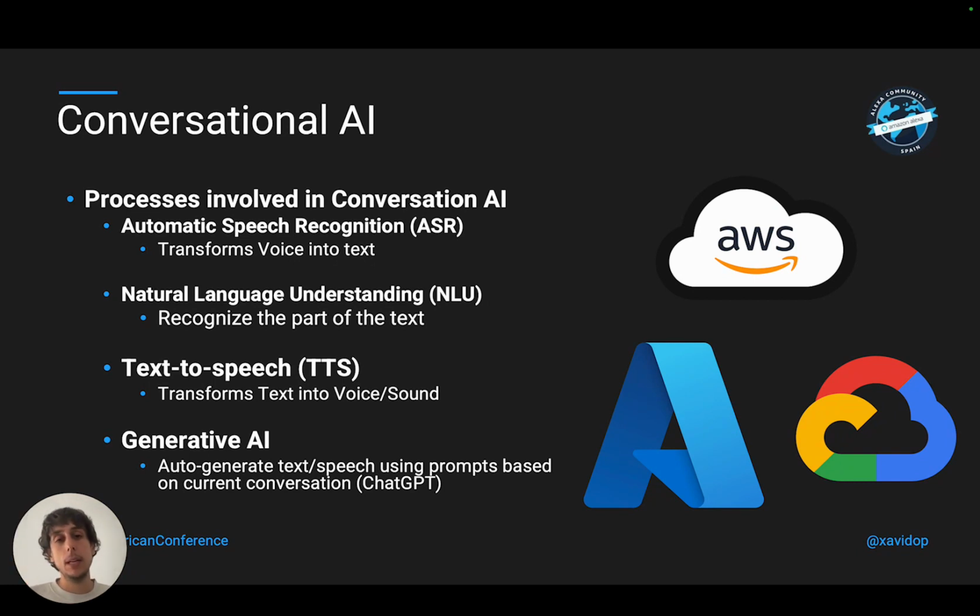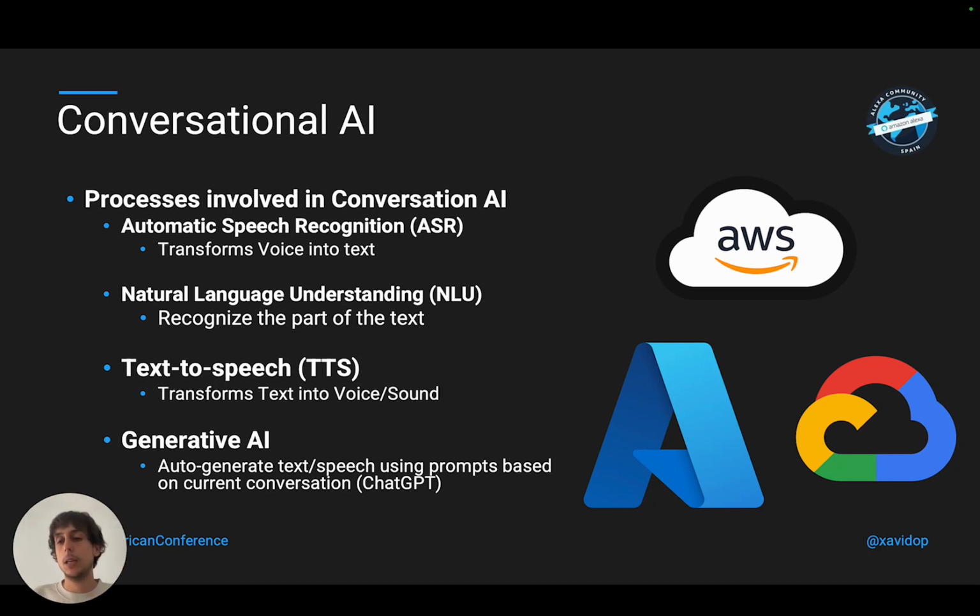And then finally, to create more natural interactions, there is generative AI, where we auto-generate text or speech using prompts based on current conversations, like for instance ChatGPT, using the power of large language models.